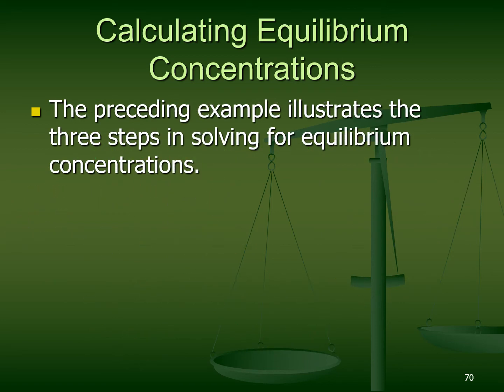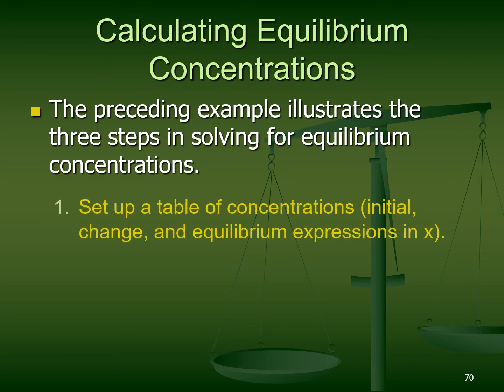So the preceding example tells you the 3 steps that you're going to go through for calculating equilibrium concentrations. The first thing you're going to do is set up your ICE table, the initial, change, and equilibrium expressions. For the most part, if it tells you a volume, you want to make sure to take the moles divided by the volume before you set up your table. So set up a table of concentration for each of the reactants and products.